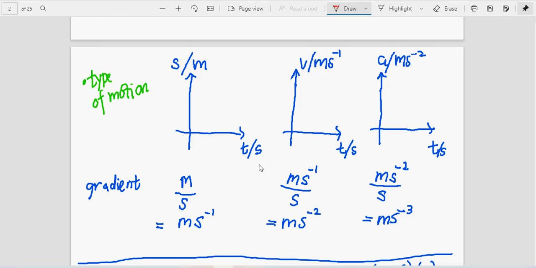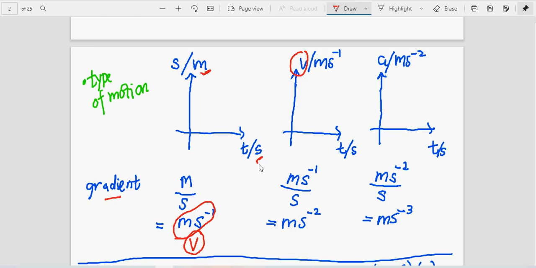Look at this. The gradient of the ST graph is the vertical axis divided by the horizontal axis. Focus on the unit: meter divided by second, so the unit becomes meter per second. This is the unit for velocity. So it means that the gradient of the ST graph represents velocity. Remember that.